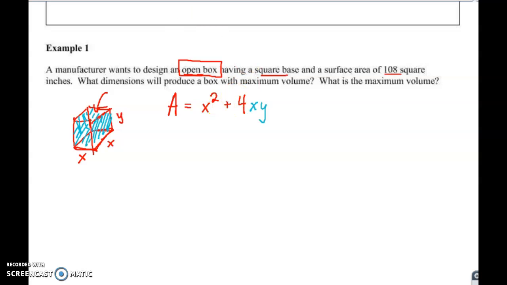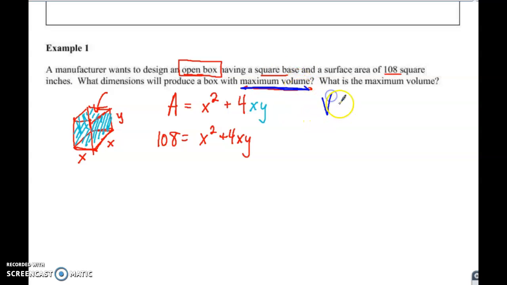Okay, and we also know that that area is 108, so that's worth mentioning. 108 equals x squared plus 4xy. And what we want is a maximum volume. Maybe I'll change colors and emphasize that. We want a maximum volume. So that's the primary equation.